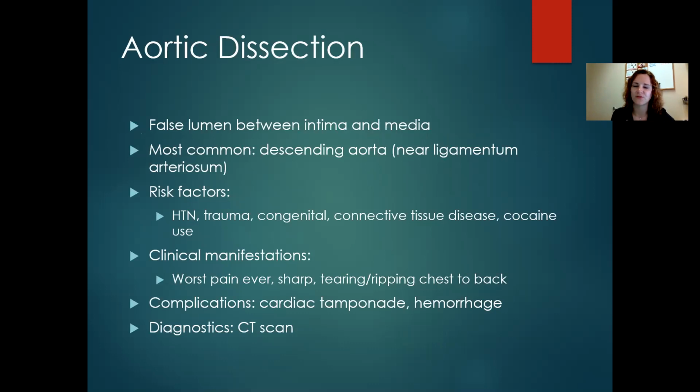Aortic dissection. This is where I was talking about this can get a little confusing. We just went over aortic aneurysms. So what is an aortic dissection? Well, this is where instead of a bulging of all three layers of a vessel, you have a tearing between the three layers of a vessel.